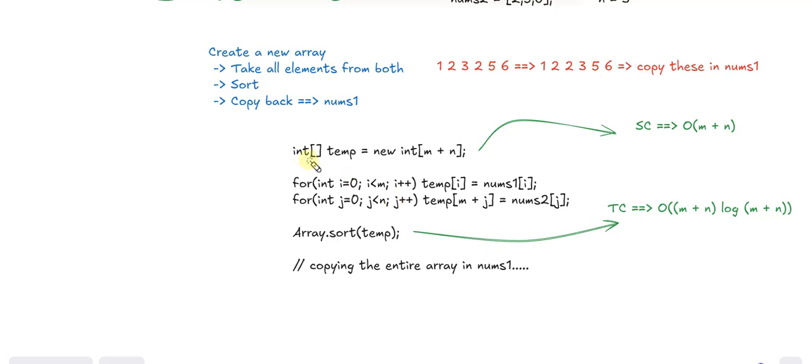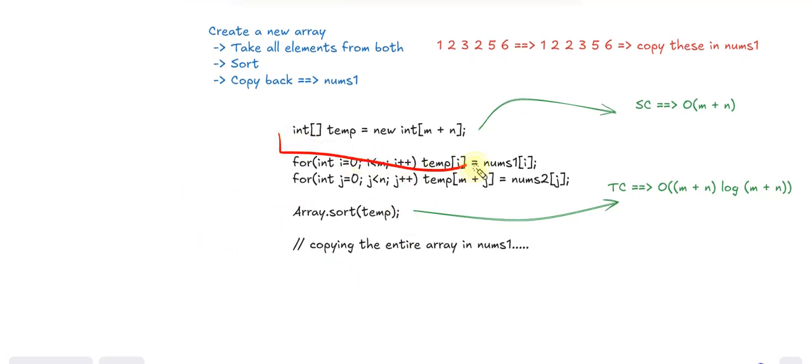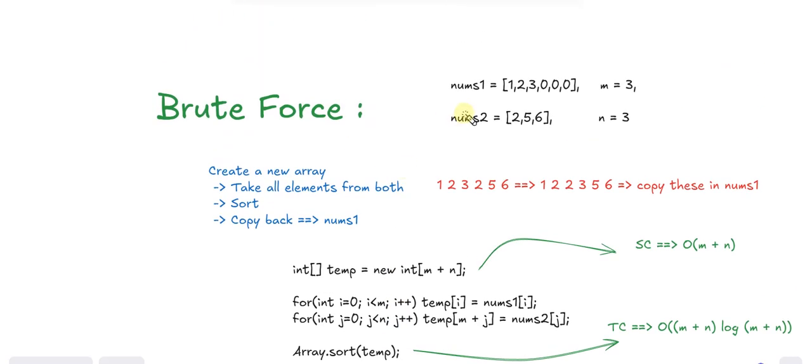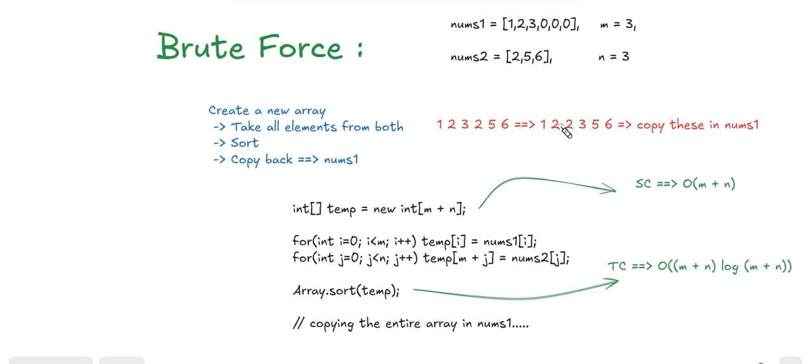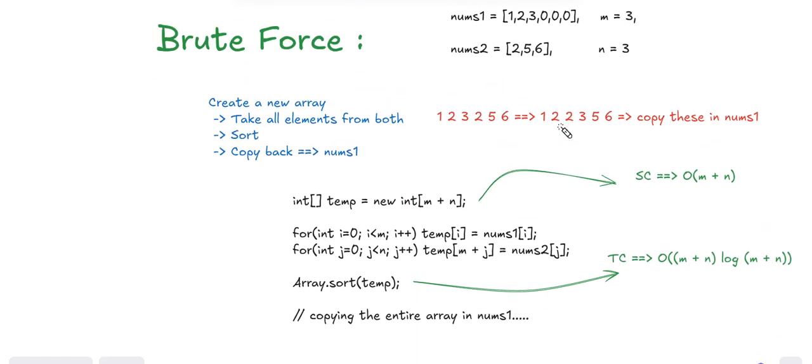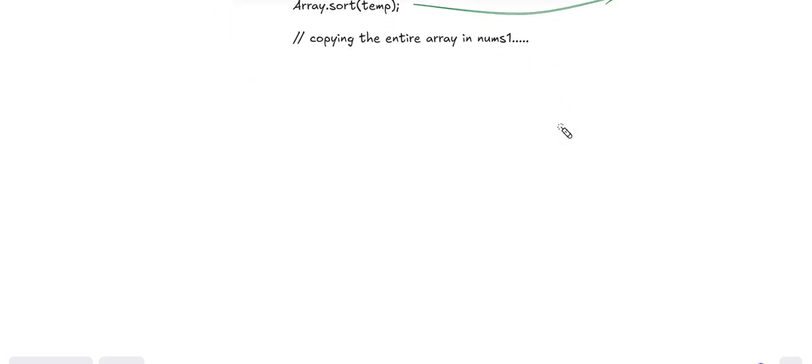So this approach is bad because extra space is used, and I'm sorting again, which is wasteful since the arrays are already sorted. If you can see here, nums1 is already sorted, 1, 2, 3. Nums2 is already sorted, 2, 5, 6. So why do it again and again? Because of this, I should come up with some better approach.